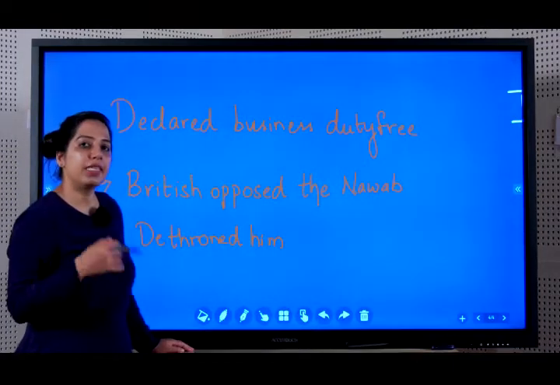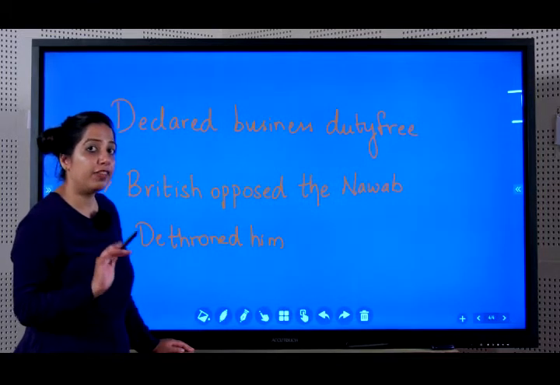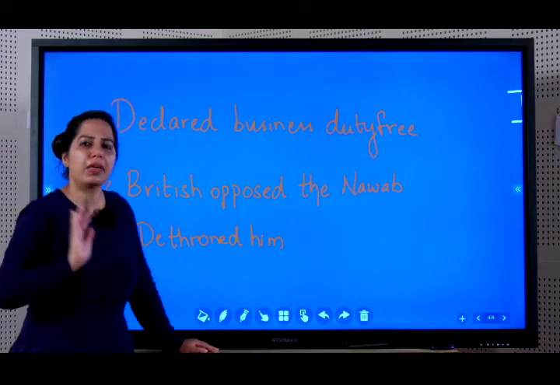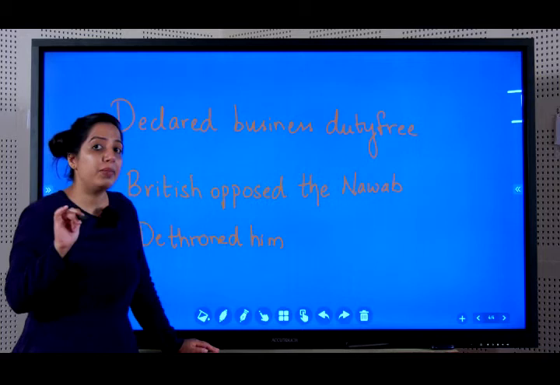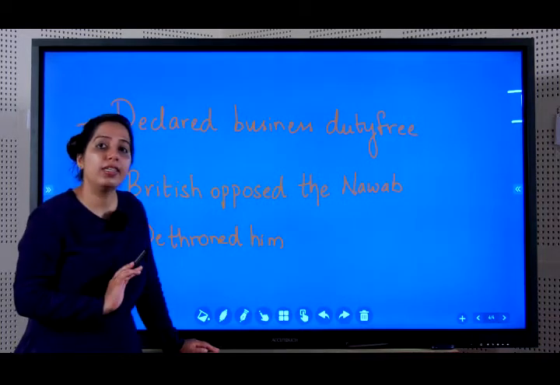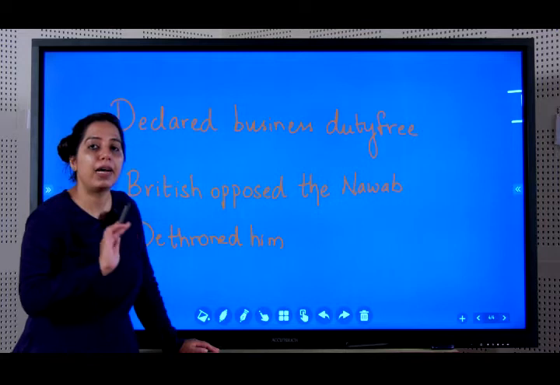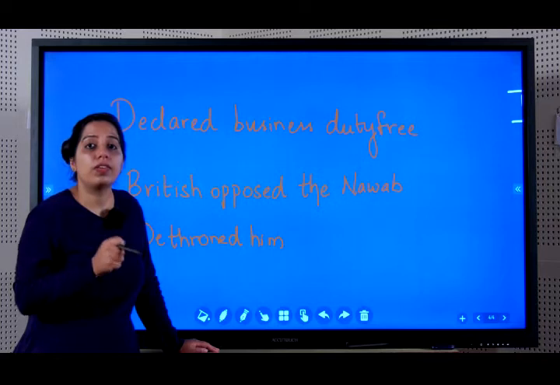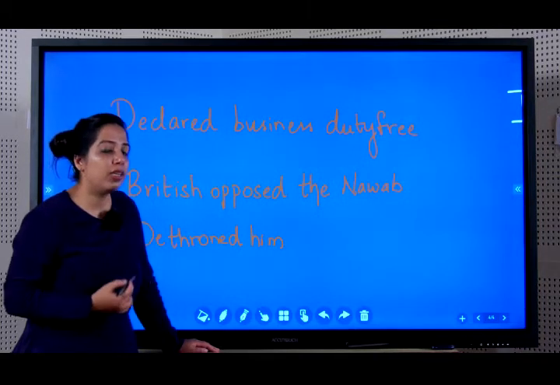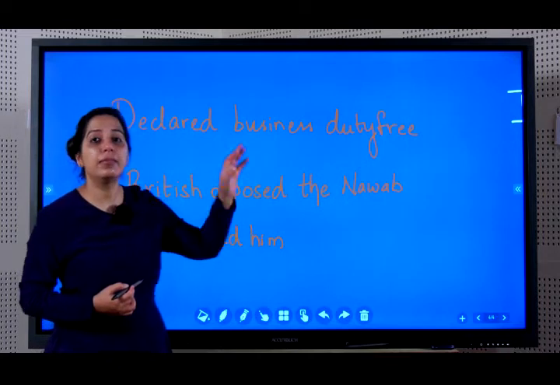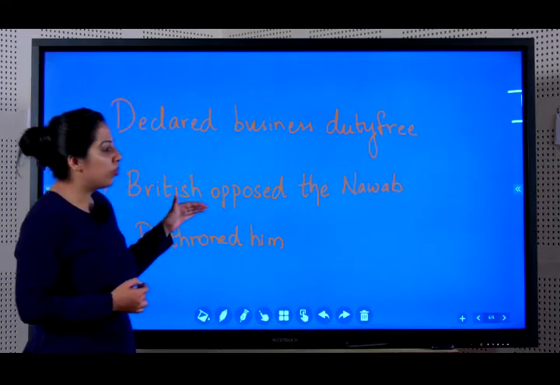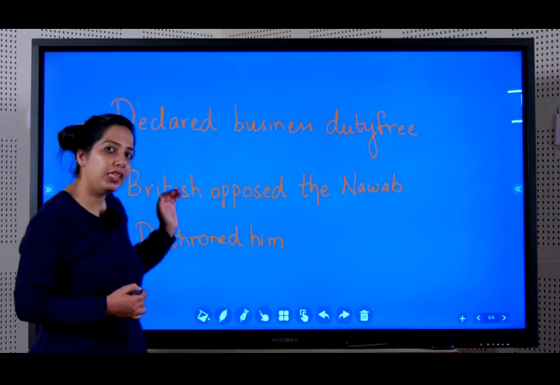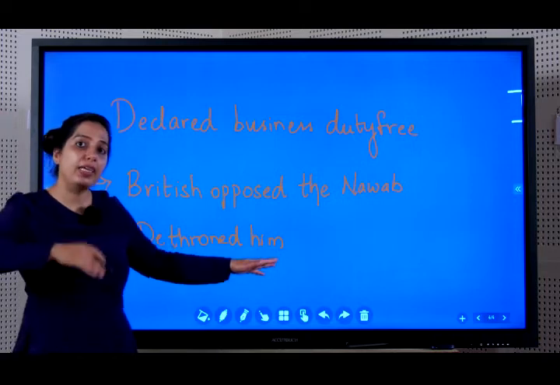Mir Qasim declared himself as an independent king, and the first thing he did was he declared entire business in Bengal as duty free. So if you all remember, Dastak was given only to the English East India Company, and after Battle of Plassey, the right to trade was exclusive right of the British. But what did the Nawab do? He made the entire business duty free. So now this was enough for the British to oppose the Nawab. They dethroned him and they brought back Mir Jafar.